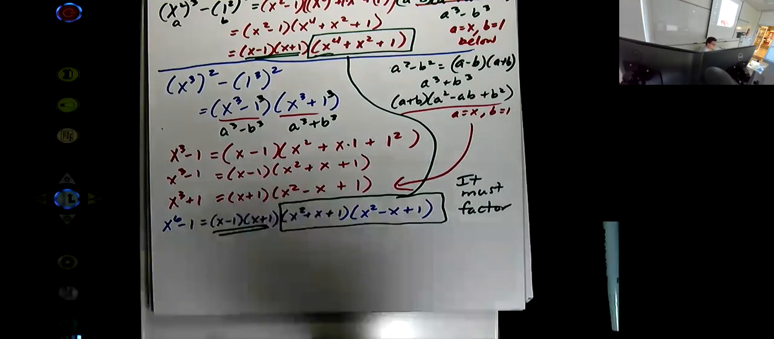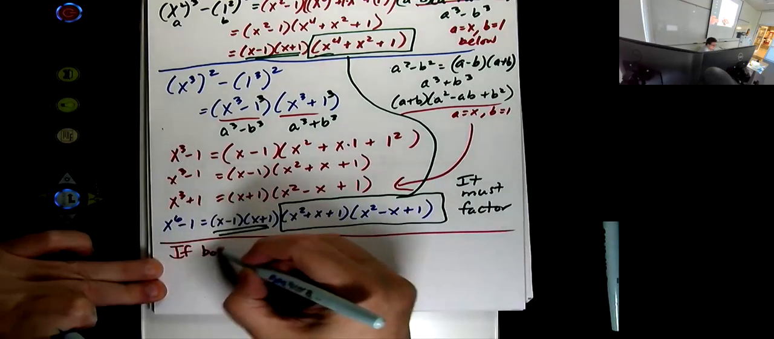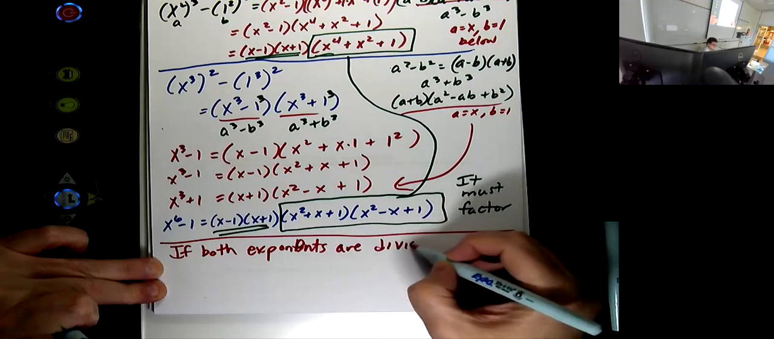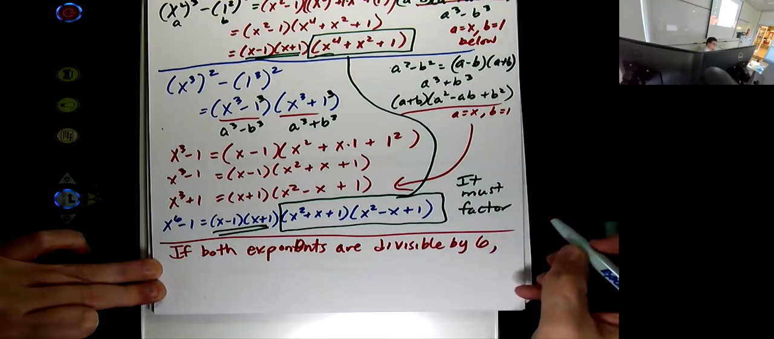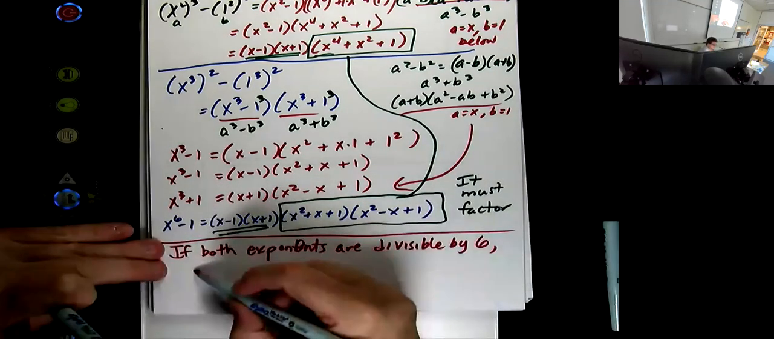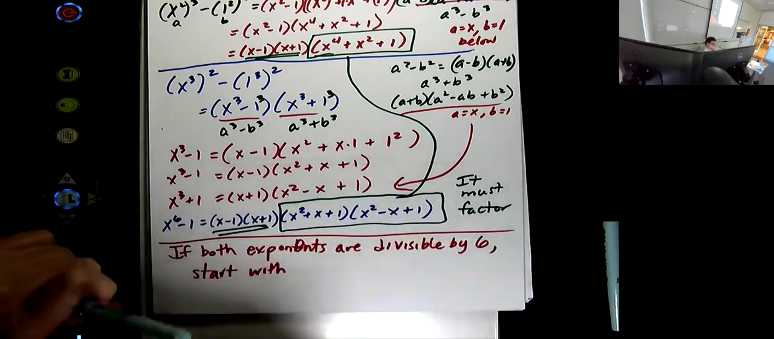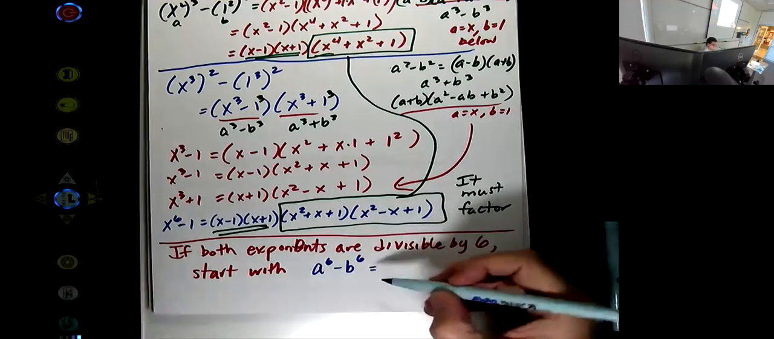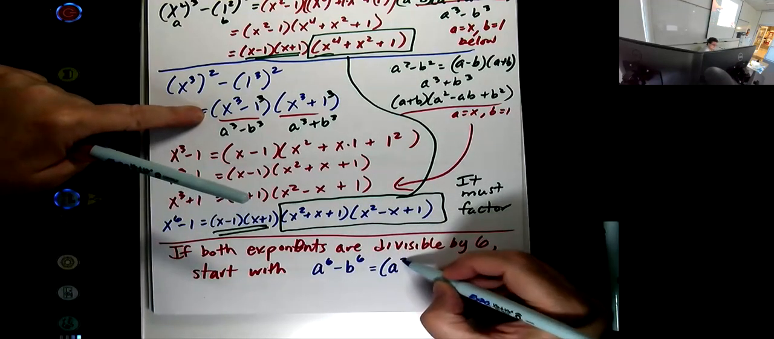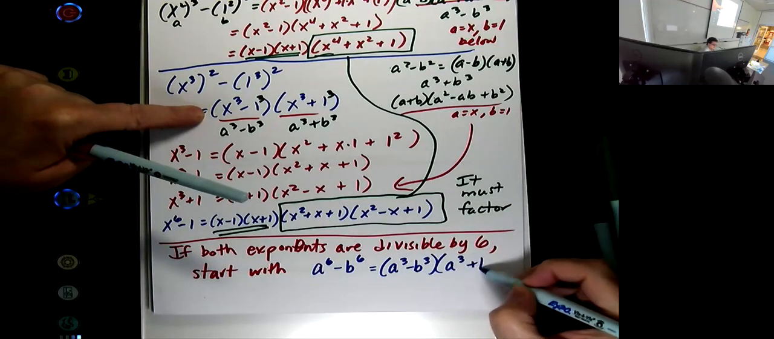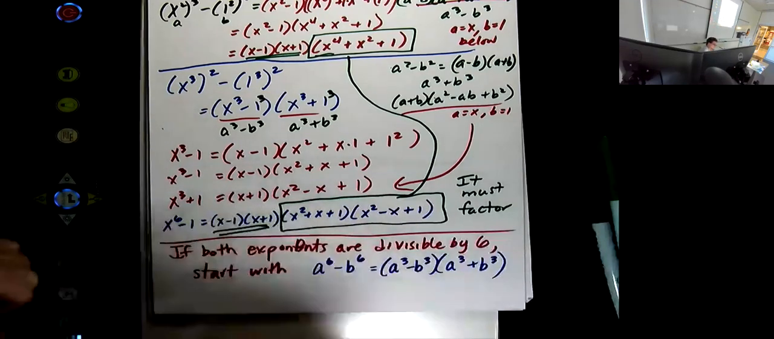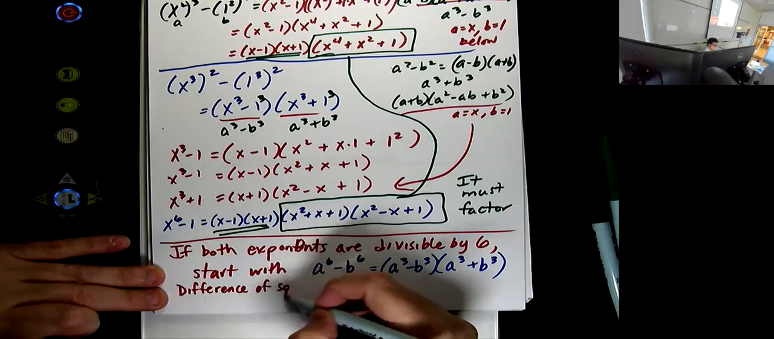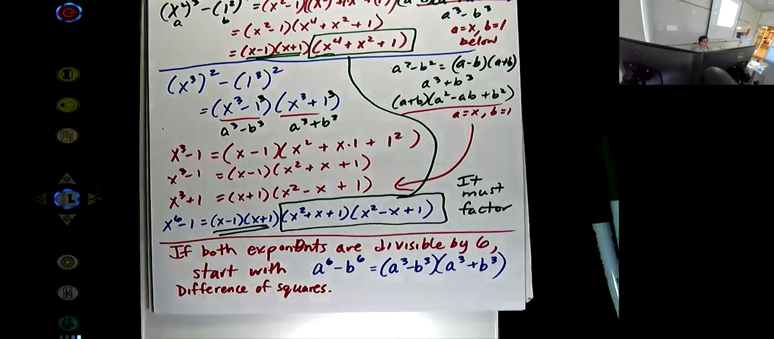If both exponents are divisible by 6, start with A. I'll use A's on both of them, or A and B. The best strategy here was starting with the squared thing: a cubed minus b cubed times a cubed plus b cubed, which is starting with difference of squares. You'll be able to factor further more easily.